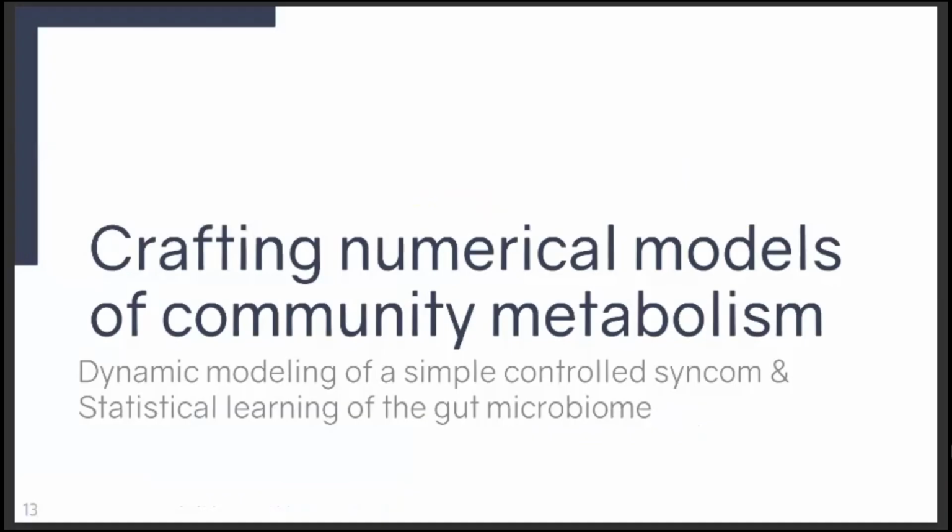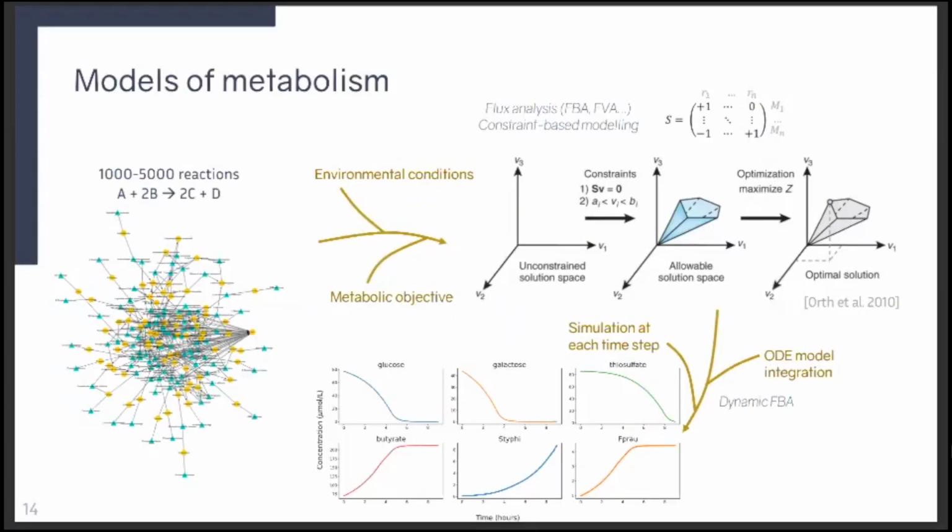So first, I will show you how we can craft numerical models for understanding the metabolism of microbial communities. And I will tell you a few more words about this numerical model. What we try to do is to compute the metabolic activity, what we call flux, in the metabolic network, so in the metabolic model, by assuming steady state in the cell. So no compound accumulates, the concentration of the compound is stable over time.